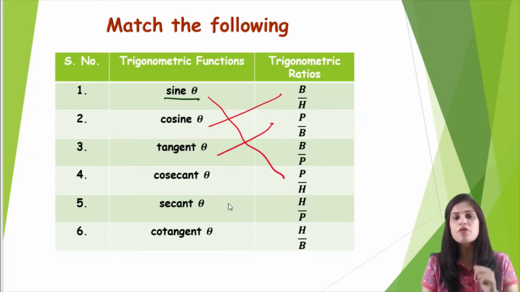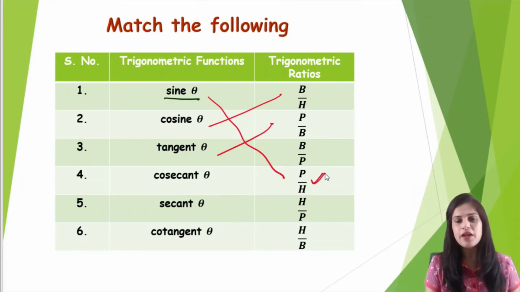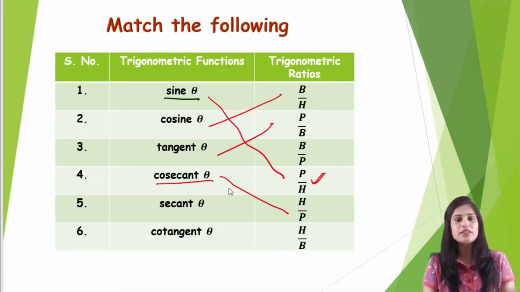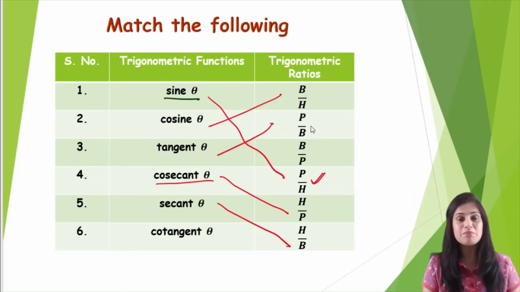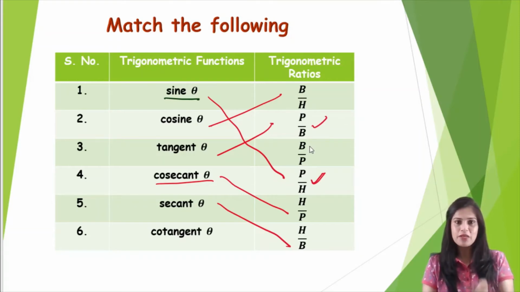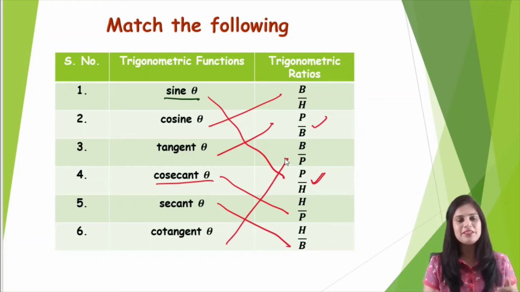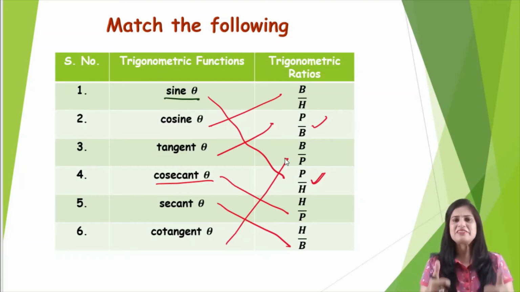Cosecant theta is the reciprocal of sine theta. Sine is P by H. So cosecant will become H by P. Here it is. Yes, secant theta is the reciprocal of cos theta. Cos theta is what? B by H. So secant theta will become H by B. And the last, cotangent theta, is the reciprocal of tangent theta. Which one is P by B? So the reciprocal of P by B will become B by P. So here we are done with the match the following and got the understanding of trigonometric functions and ratios in a better way.